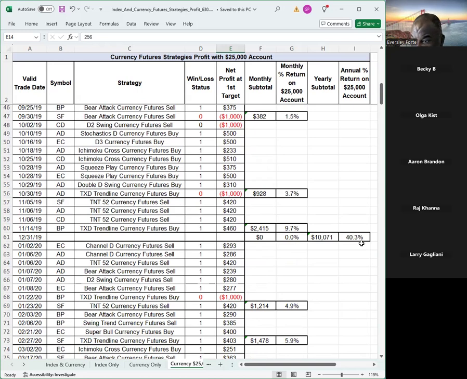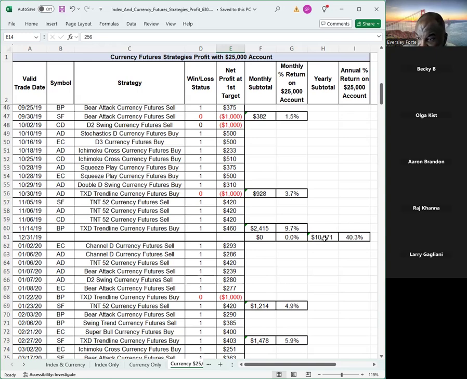When it's all said and done for the year, with a 25 grand account starting with, we made $10,000, a 40% return. If this was a $50,000 account, you would have made 20,000, 40% return. If this was a $100,000 account, you would have made 40,000, 40% return. If you wanted this to be a 60% return, then you make 6% account risk per trade.